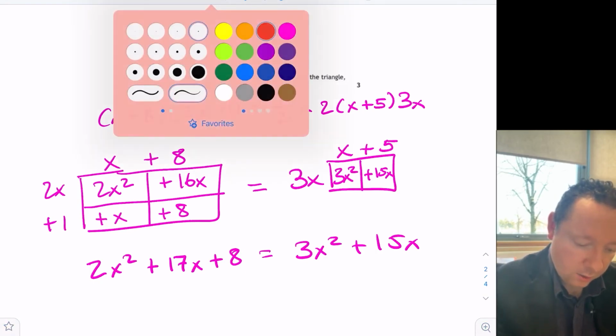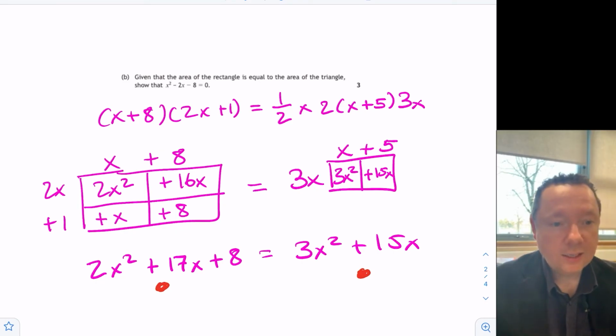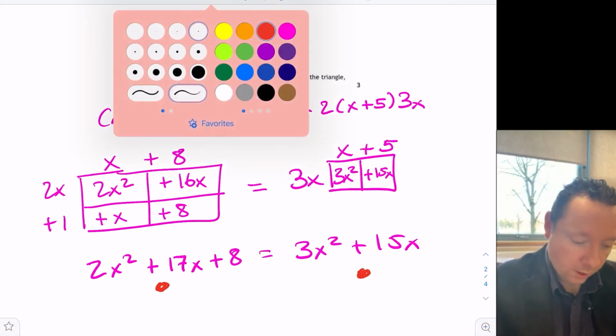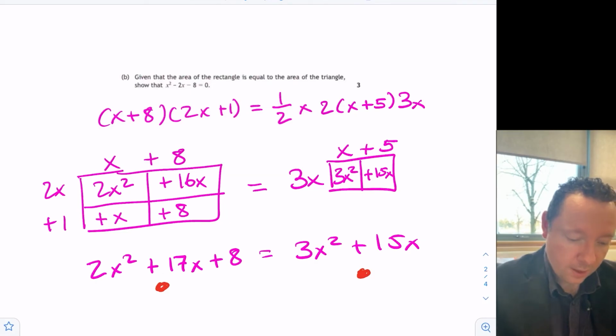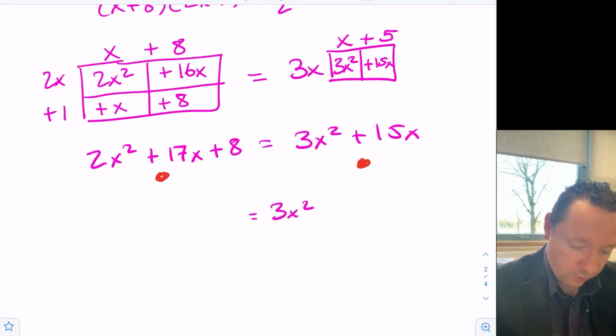You would get a mark for expanding this bracket and a mark for expanding that bracket, and then a mark for making them equal to each other and getting it down to the expression that they want. The expression they want is equal to 0, so I need to move everything over to the same side. On the right-hand side I've got 3x squared plus 15x. I'm going to make the left 0, so I'm going to take away 2x squared, take away 17x, and take away 8.